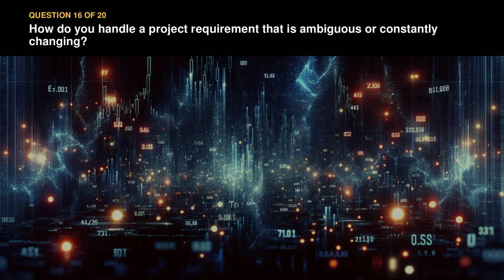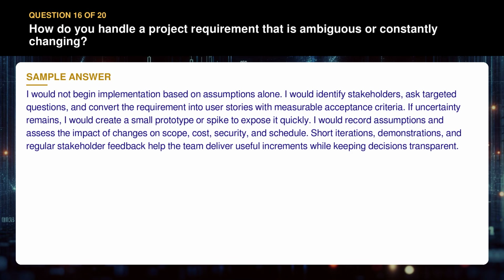Question 16. How do you handle a project requirement that is ambiguous or constantly changing? I would not begin implementation based on assumptions alone. I would identify stakeholders, ask targeted questions, and convert the requirement into user stories with measurable acceptance criteria. If uncertainty remains, I would create a small prototype or spike to expose it quickly.